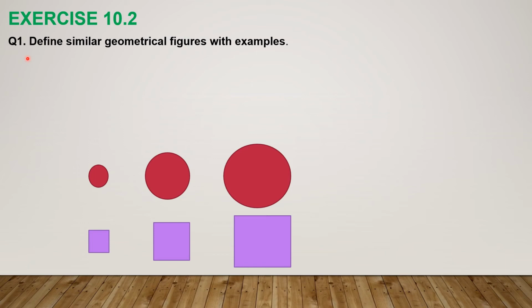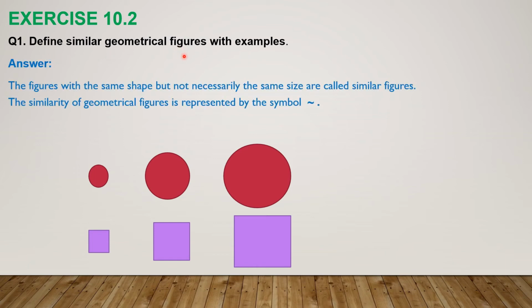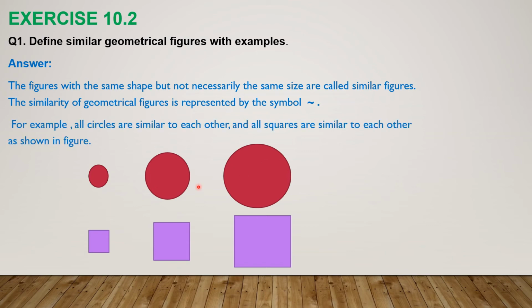Question number 1. Define similar geometrical figures with example. Now you have to write the definition of similar geometrical figures. The figures with the same shape but not necessarily the same size are called similar figures. The similarity of geometrical figures is represented by this symbol. For example, all the circles are similar to each other. All the squares are similar to each other.